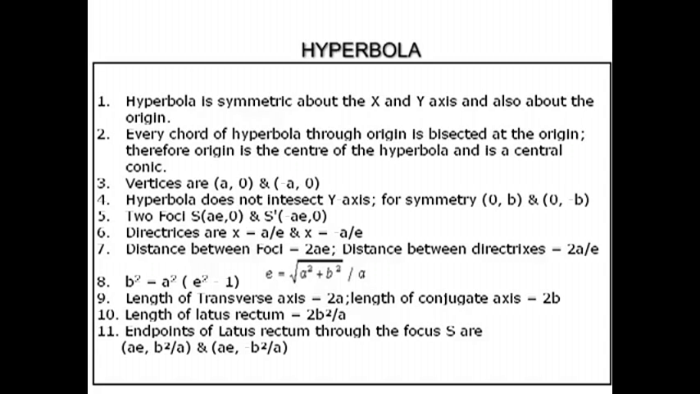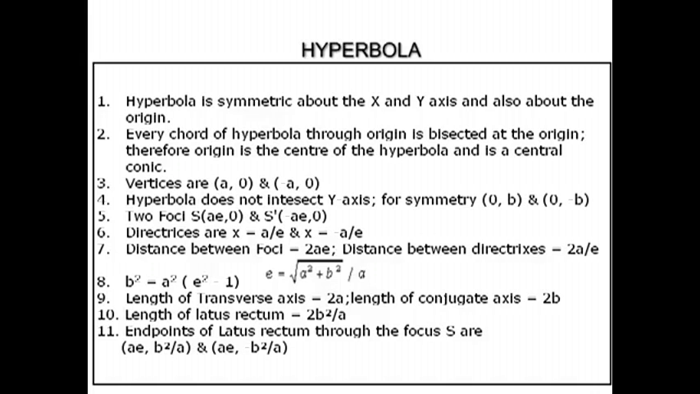This hyperbola has only two vertices, (a, 0) and (minus a, 0). Hyperbola does not intersect y-axis, but for the sake of symmetry, we consider 2 points (0, b) and (0, minus b) on y-axis. These are not the vertices of hyperbola.